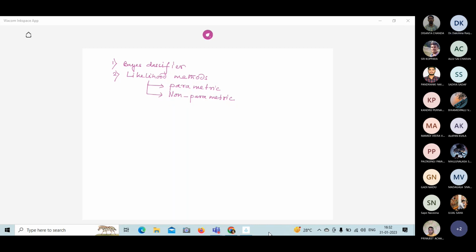Let us consider we have n number of examples, from x1, y1 to xn, yn. Since we are talking about supervised learning techniques, supervised classification techniques, we will have n number of feature vectors or n number of samples with n number of class levels. If we represent the class level, small c equals 1 to capital C.